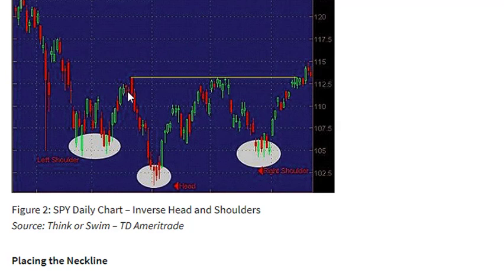And the same with the inverse head and shoulders. I think it's slightly more difficult to spot the inverse head and shoulders, but there's the shoulder, there's the head, there's the other shoulder, and you're looking for the price breaking up past that neckline, and the target would be somewhere up there.